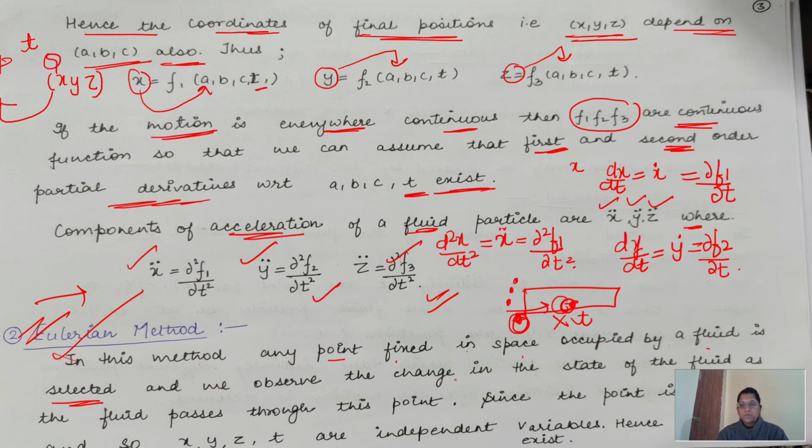So we observe the change in the state of the fluid as the fluid passes through these points. Since the point is fixed, x, y, z and t are independent variables. It means their first and second order derivatives do not exist. So we cannot find the velocity and acceleration components in the Eulerian method, which we find in the Lagrangian method. So this is all for this video.